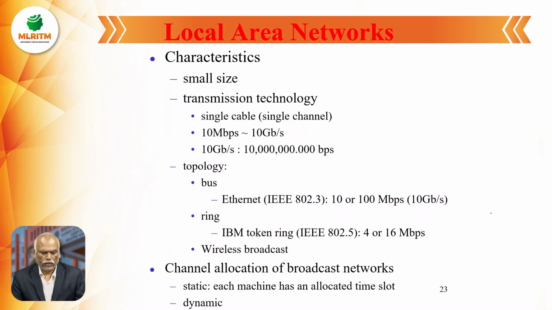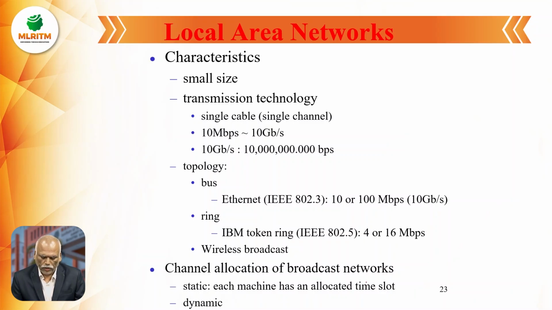Then local area network characteristics: small in size, transmission technology uses a single cable, and speed of operation is from 10 Mbps up to 10 Gbps. The topology used here is bus or ring topology. Bus is used in Ethernet. Ring topology, IBM token ring, is for the speed of 4 or 16 Mbps.